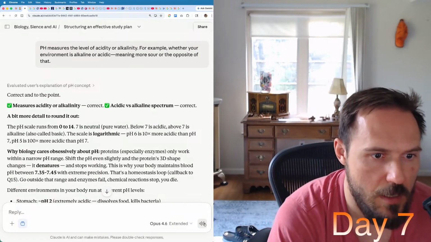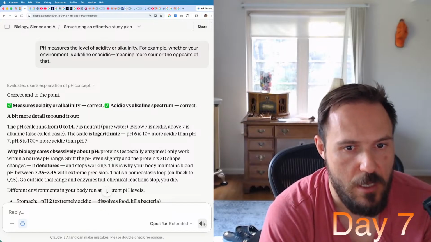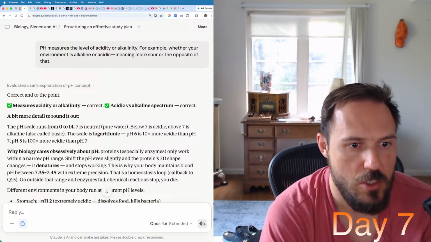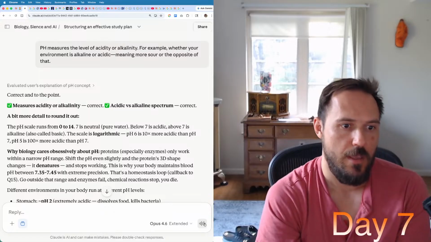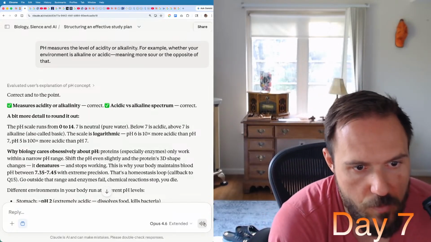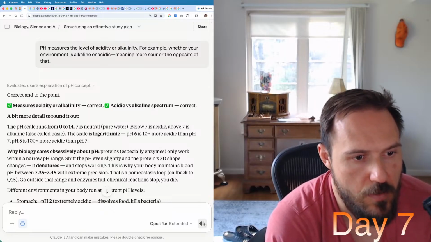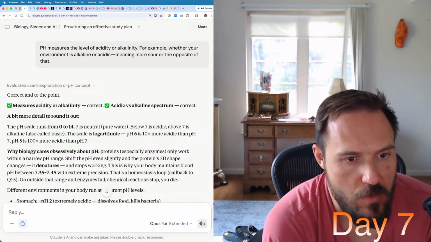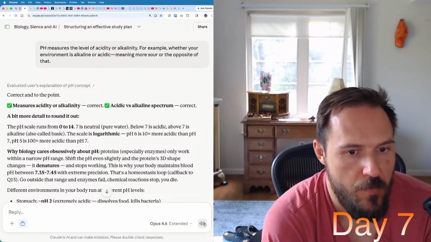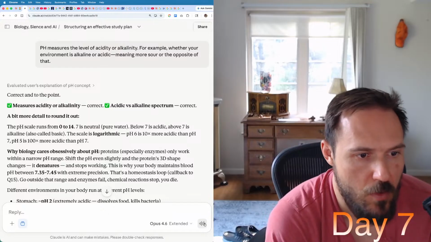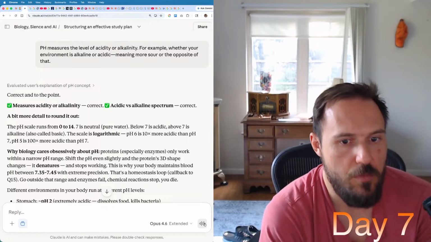Why does biology care obsessively about pH? Proteins, specifically enzymes, only work within a narrow pH range. Shift the pH even slightly and the protein's 3D shape changes. It denatures and stops working. This is why your body maintains blood pH between 7.35 and 7.45 with extreme precision. That's the homeostasis loop. Call back to question 15. Go outside the range and enzymes fail. Chemical reactions stop, you die.